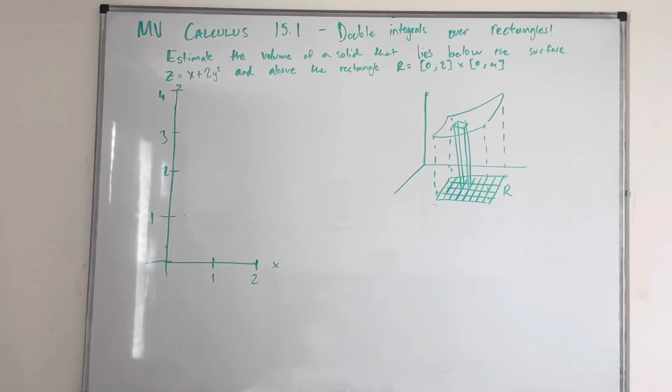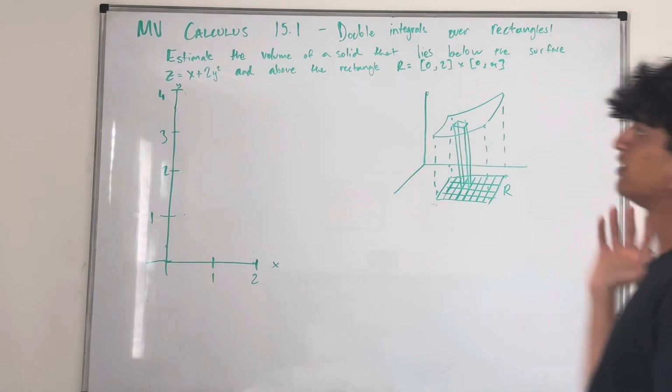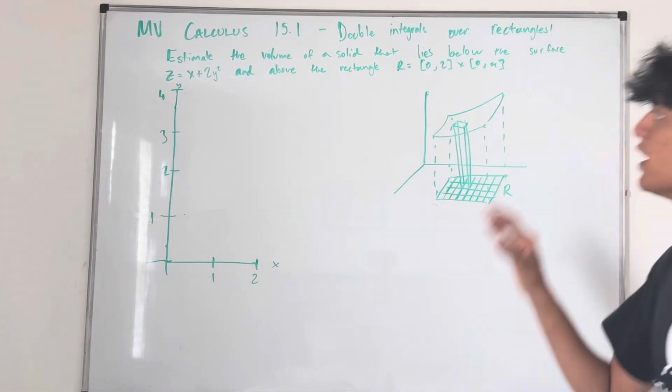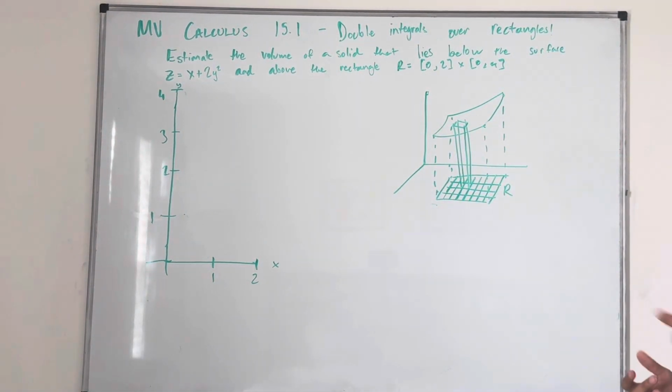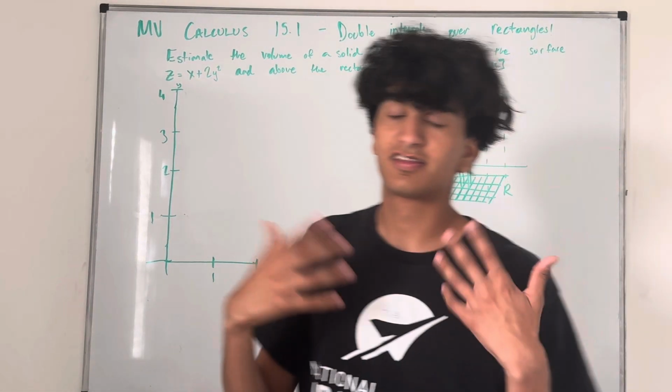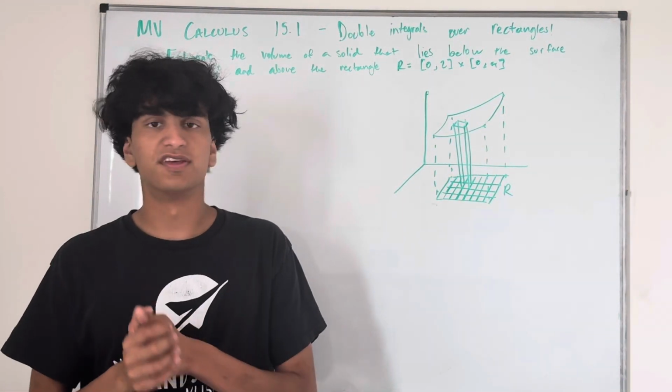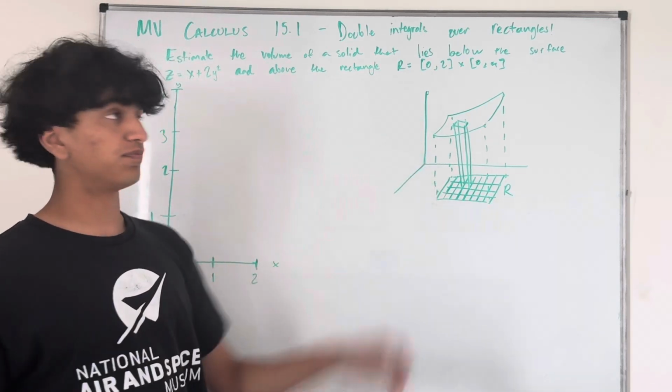So suppose we are asked to estimate the volume of a solid that lies below the surface z equals x plus 2y squared and above the rectangle R equals [0, 2] cross [0, 4]. To first understand how we're going to go about doing this, I've drawn a picture.